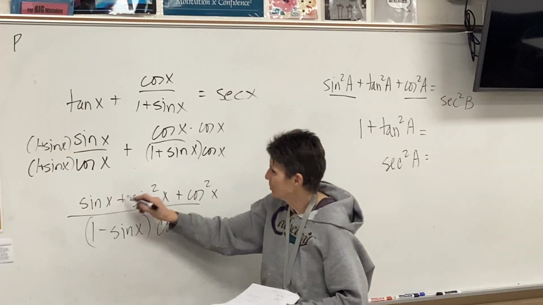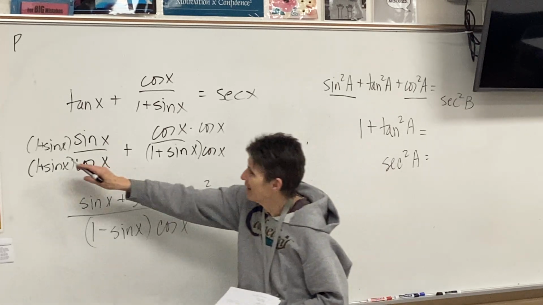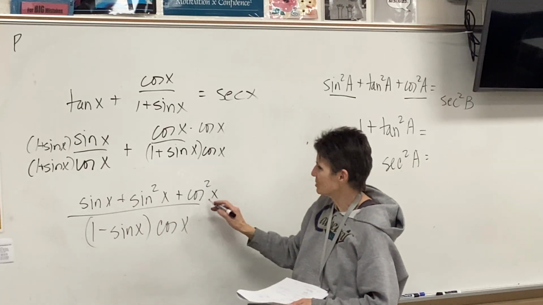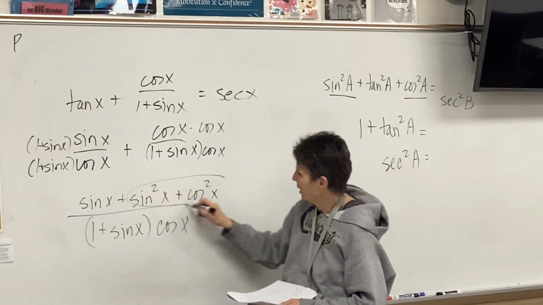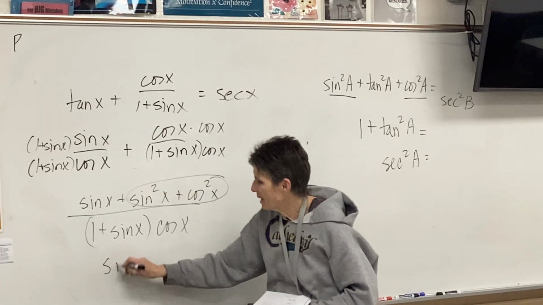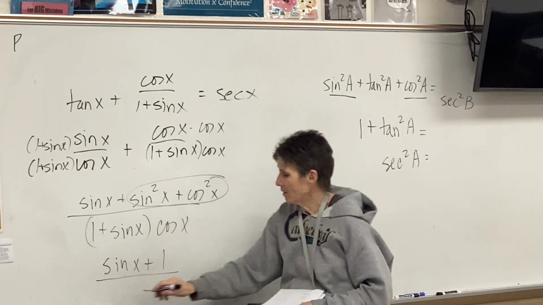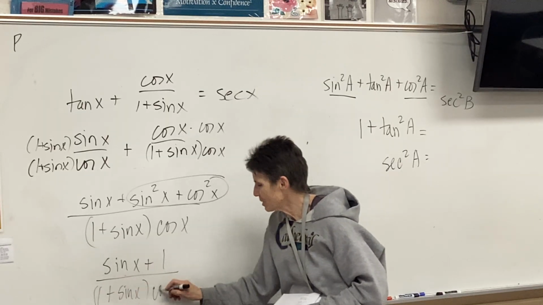So that's sine plus sine squared. Now I got it. That's distribute, that's sine plus sine squared plus cosine squared. That's a plus. This makes 1. So on top, I have sine x plus 1. And on the bottom, I have 1 plus sine times cosine.